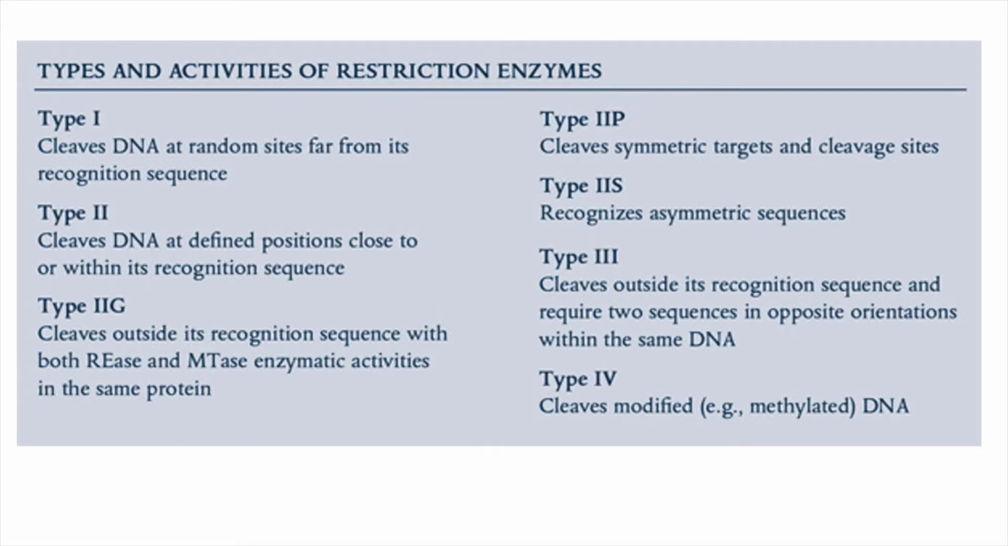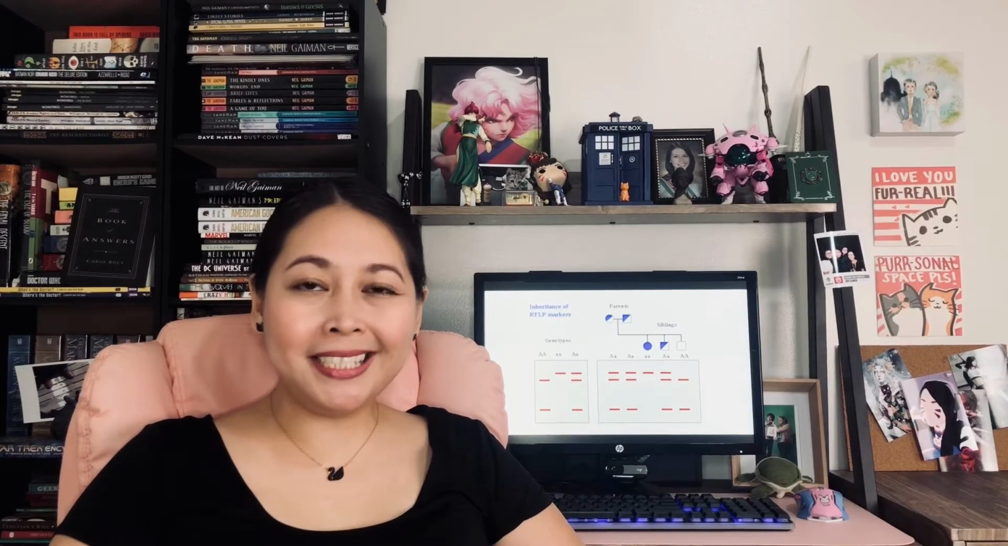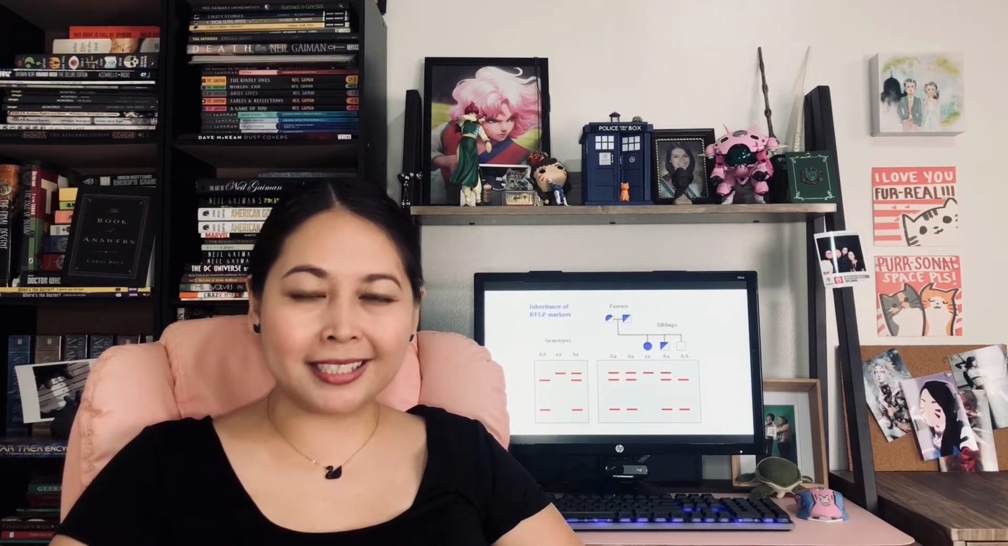There are 4 general types of restriction enzymes. They differ based on where they cut the DNA based on a sequence of nucleotides called recognition sequences and the type of sequences they can read. And based on the versions of the genes that we inherit, these can be cut up by restriction enzymes and result in different sized fragments.